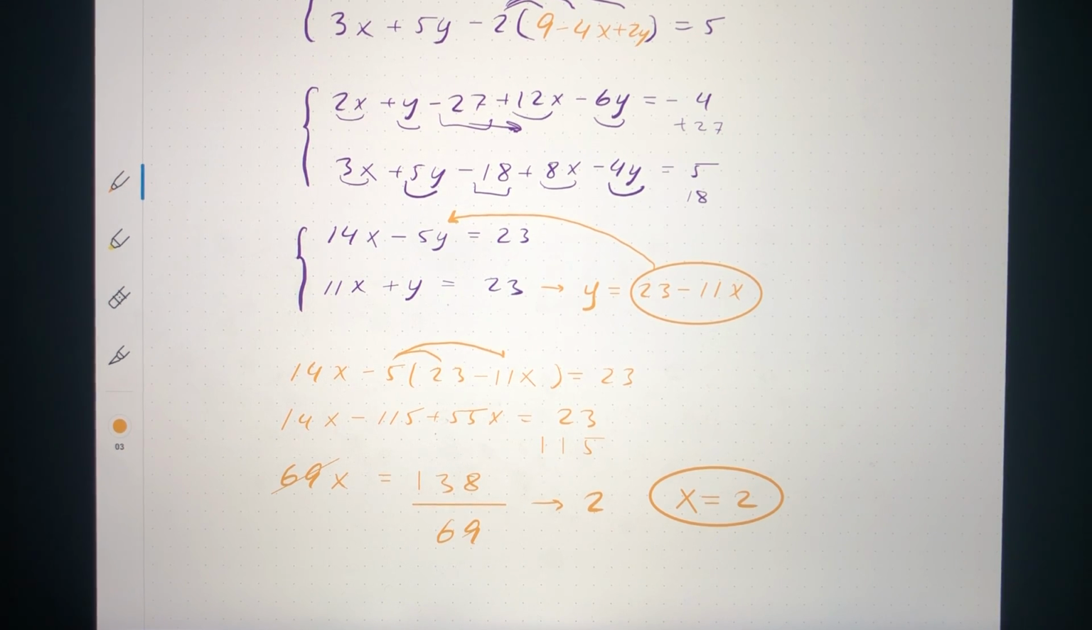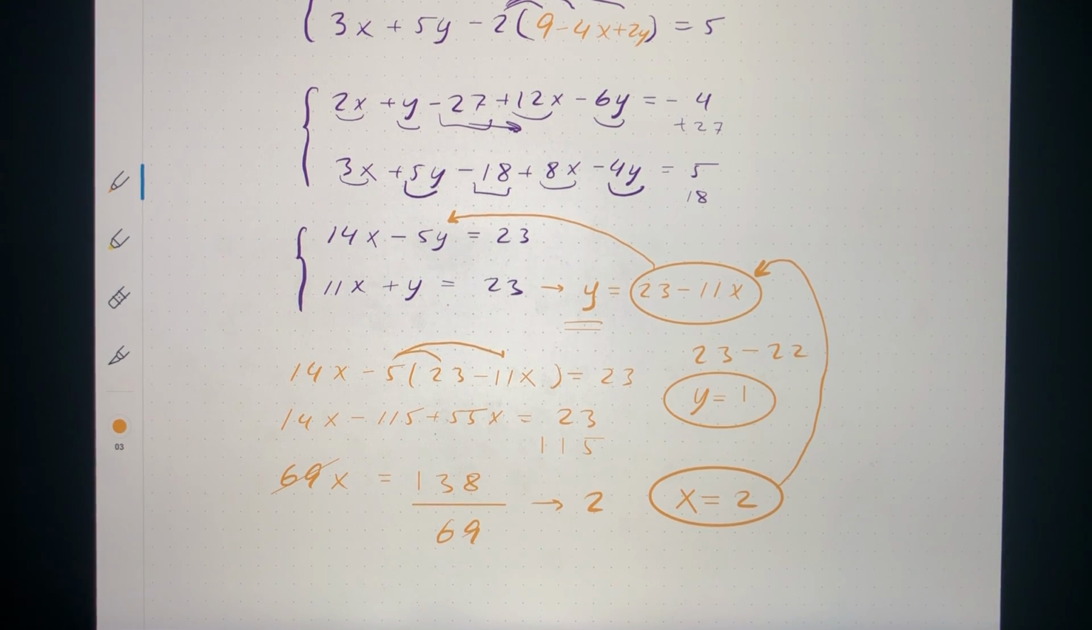Then we need the other two. But we already know what y is. If we know the x, we can use that x here and figure out what the y is, which would be equal to 23 minus 2 times 11, that's 22. 23 minus 22 makes 1. So y happens to be 1.